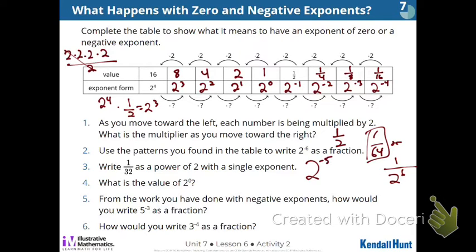2 to the negative 5. So that's 2, 4, 8, 16, 32. Well, if 2 to the negative 6 is 1 over 64.